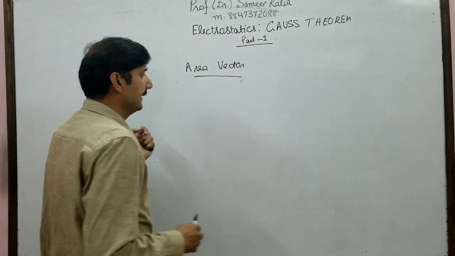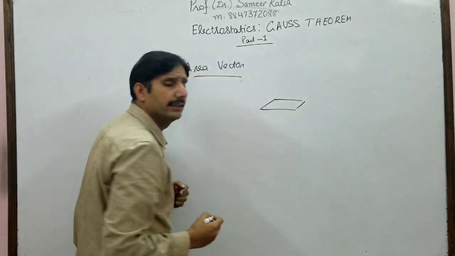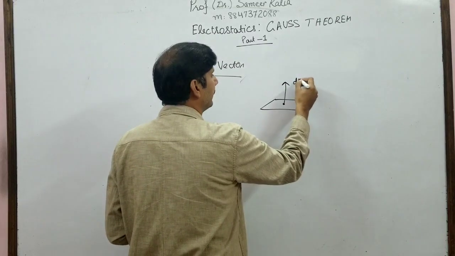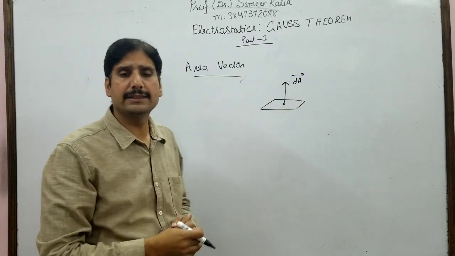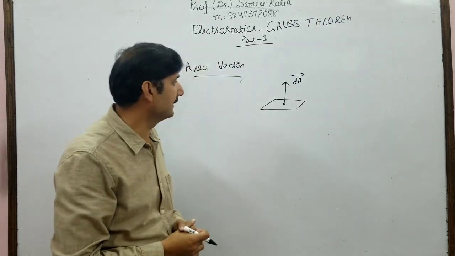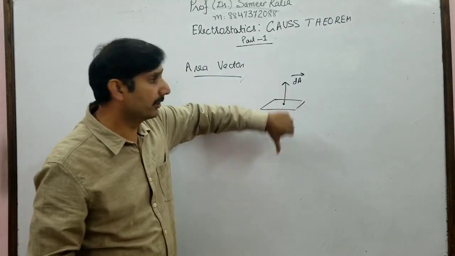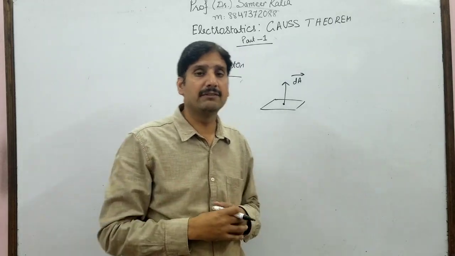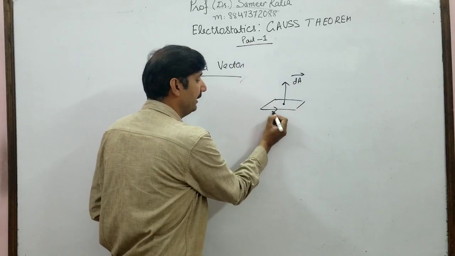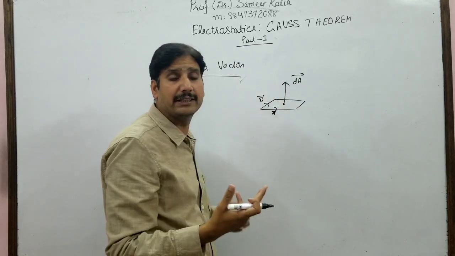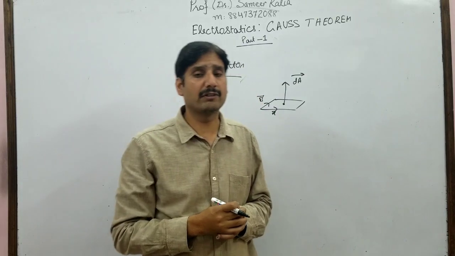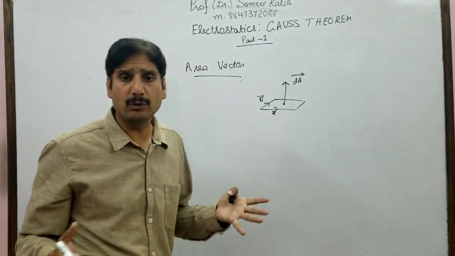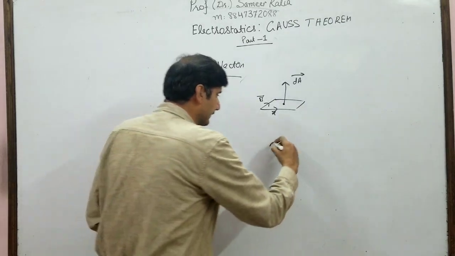For example, let's say there is a small area over here. Its area vector would be pointing in this direction. Let's say I call that dA. And whether it should be upward or downward, I think from vector algebra you know that. The right hand thumb rule tells you whether you are finding A cross B or B cross A. Correspondingly, you can define in which direction the area vector should point. But what about if a surface is curved like this?